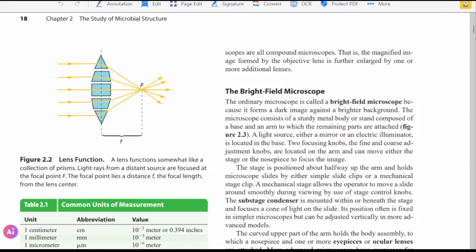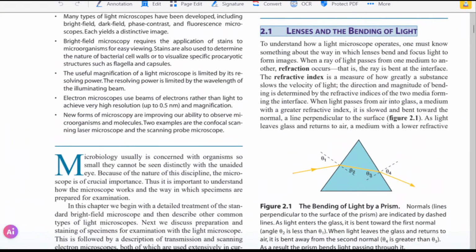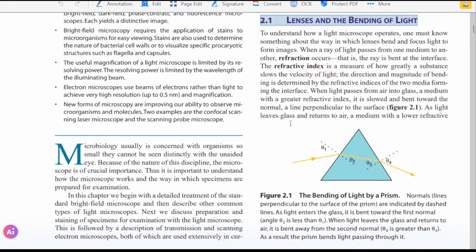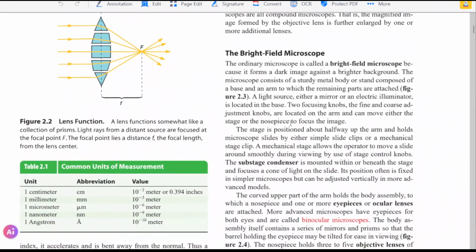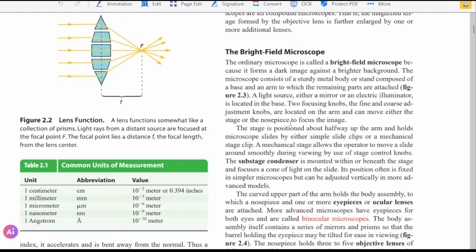Okay, so we studied how the lenses work, right? The lenses are the important part of the microscope, because lenses are the part that actually do all the magnification of the specimens that we study under the microscope. We use the convex lens, and we only studied refraction, and we don't study the reflection or the diffraction.